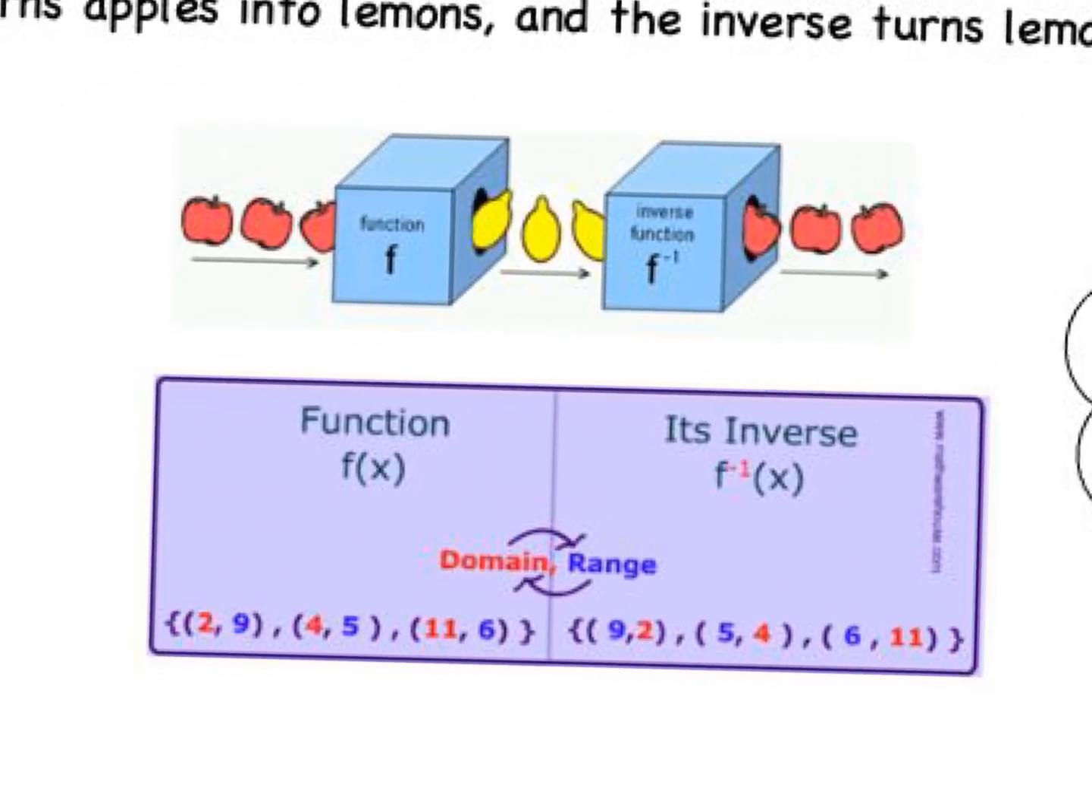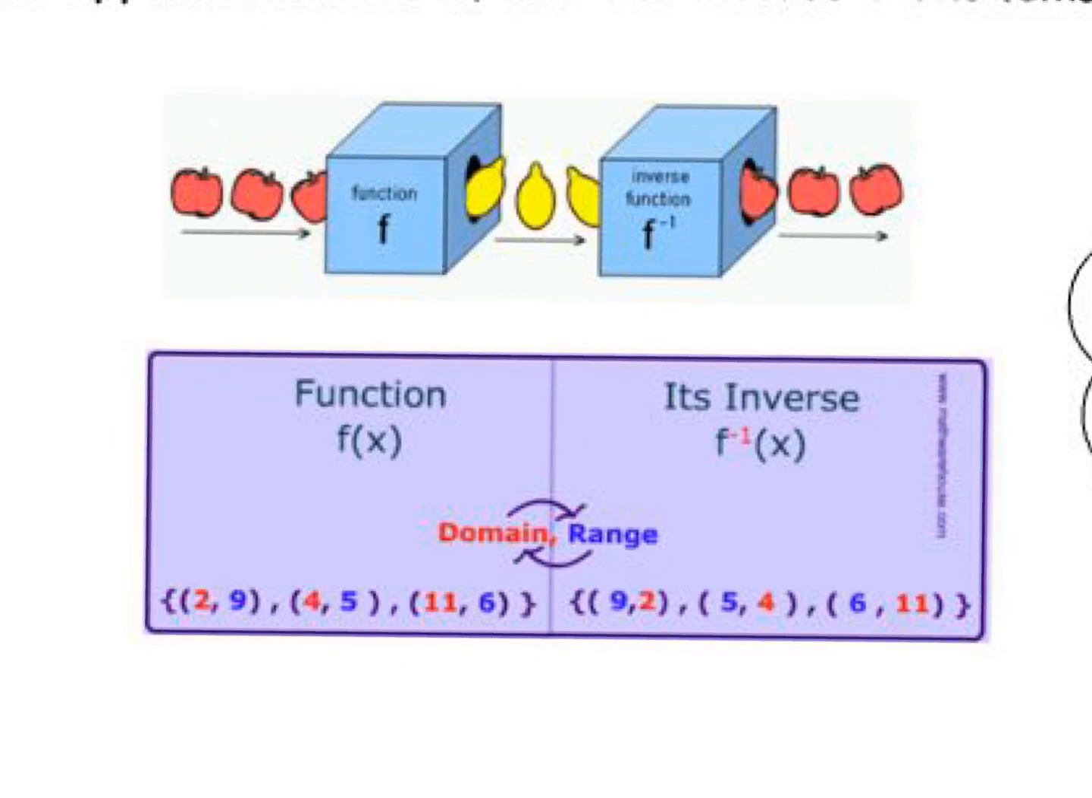Let me zoom in here. So if I have f of x having these ordered pairs of (2, 9), its inverse, f inverse of x, will now have (9, 2) as an ordered pair. (4, 5) becomes (5, 4) in the inverse. So you can see all the x and the y values switch positions. So the domain and range are just flip-flopped.